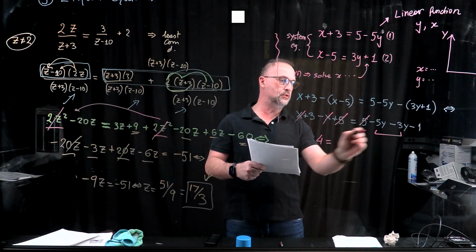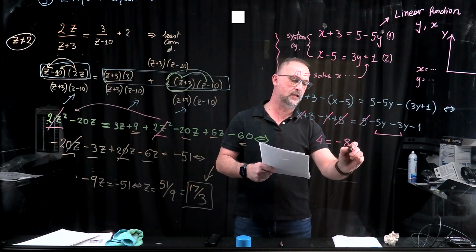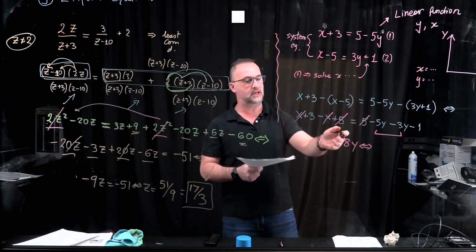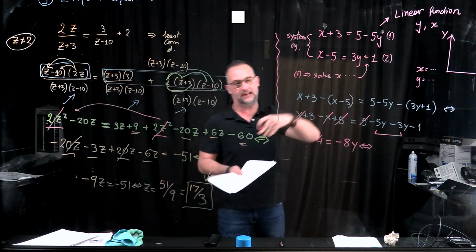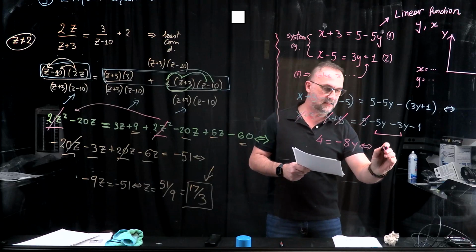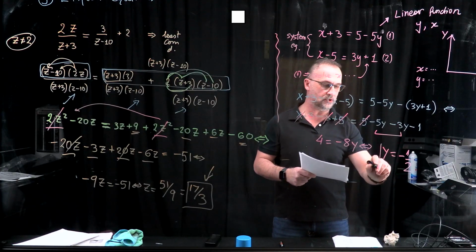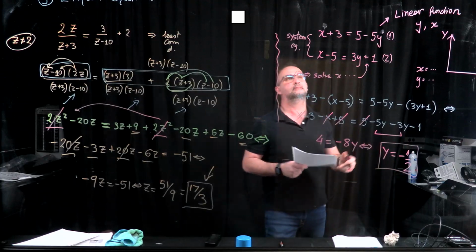4 equal to, we have no y's here, we have nothing else, minus 8y. It doesn't really matter, of course, if your unknown is to the right or to the left. That's completely a convention, right? So you can say that y eventually is minus 1/2. That is your solution.